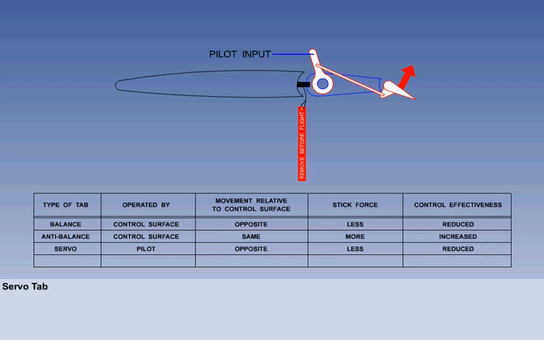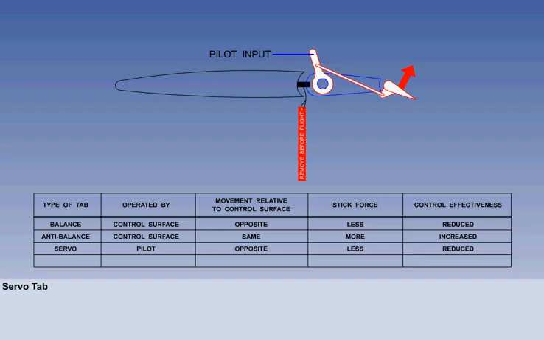The control locks of some aircraft can be engaged and disengaged from the cockpit, and when engaged will prevent access to a vital item, such as engine start, in order to minimize accidentally trying to take off with the control locks engaged. To summarize, the pilot can move the servo tab only. The servo tab moves in the opposite direction to the control surface and therefore reduces control effectiveness.